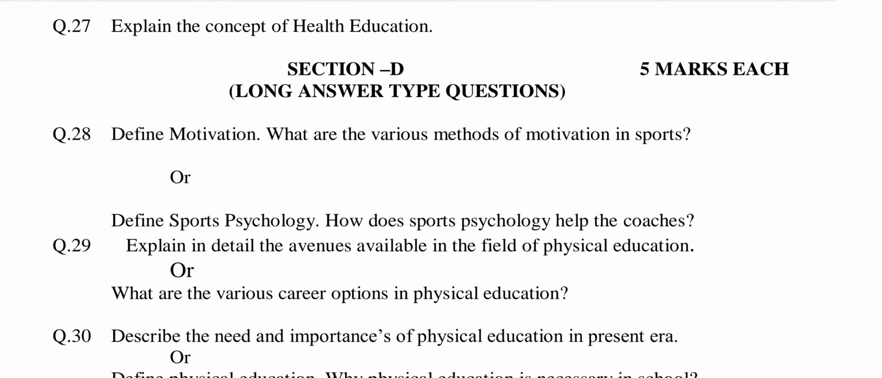Question number 27. Explain the concept of health education. This question is related to chapter number 5, Health and Family Education. The answer may be, health is a very wide term which has various aspects in it. Health is a condition of being safe and sound. A good citizen is capable to perform his own works for the benefit of society.